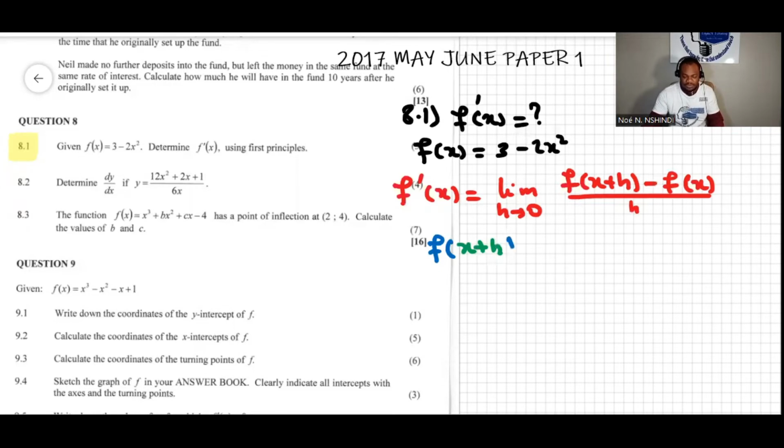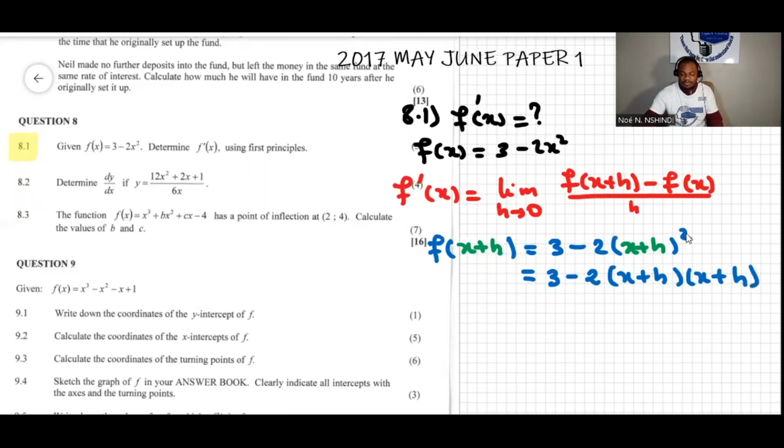So this means that wherever we have x, we're going to substitute by x plus h. f of x was 3 minus 2x squared. I'm going to write it like this: instead of x squared, I'm going to write x plus h. Now let's simplify this. Expand first. So it's going to be 3 minus 2, open bracket, x plus h times x plus h. That's the meaning of the power of 2. Be careful here. Don't write x squared plus h squared, because it's not x squared plus h squared. It must be like that.